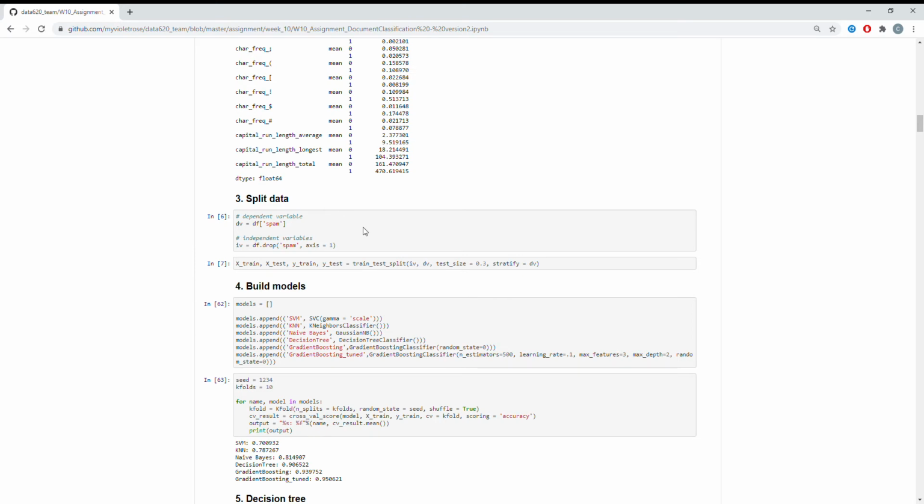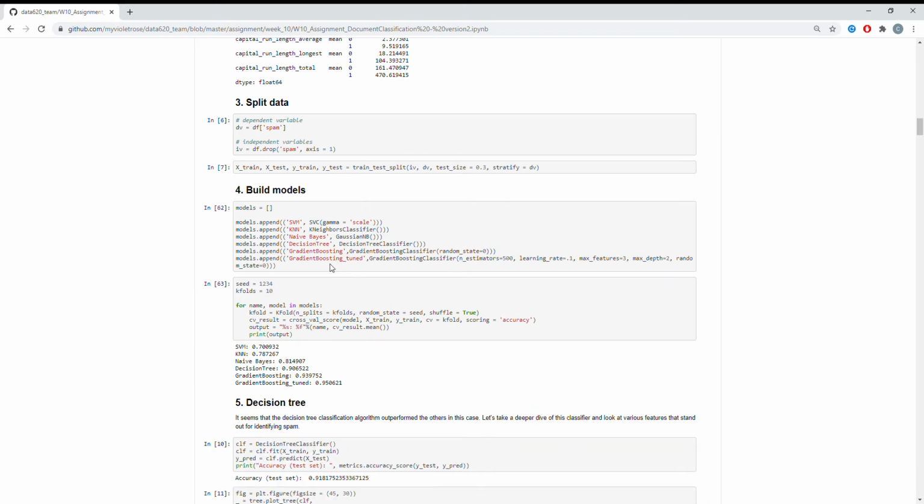We split the data into a test and training set, build some different models. Here we have a support vector machine, k nearest neighbors, naive Bayes, decision tree, gradient boosting, and then a tuned gradient boosting model that I tuned below. I'll show you guys a little bit of that.